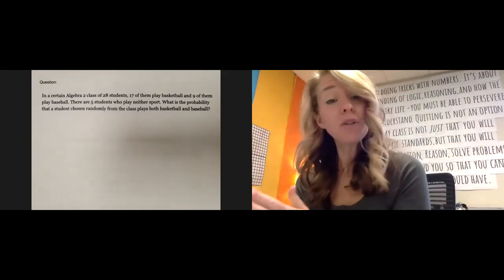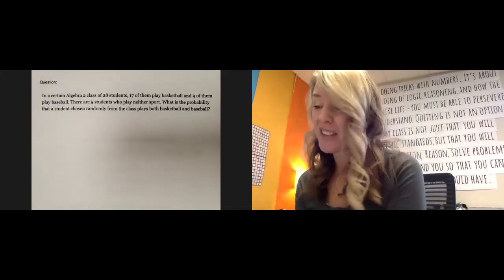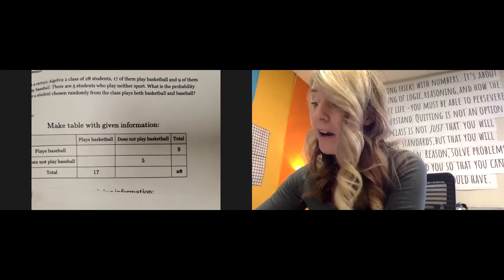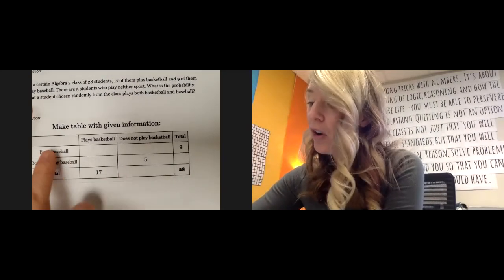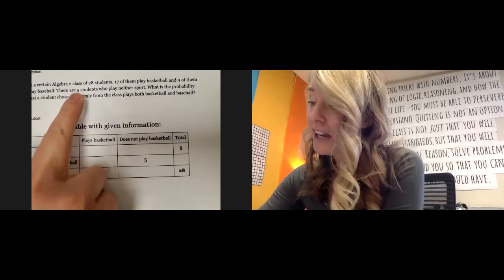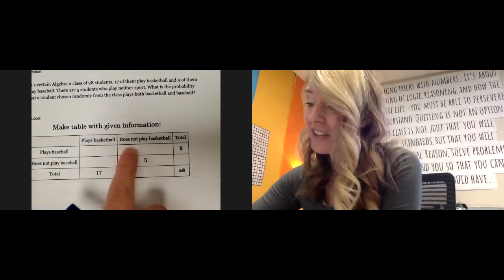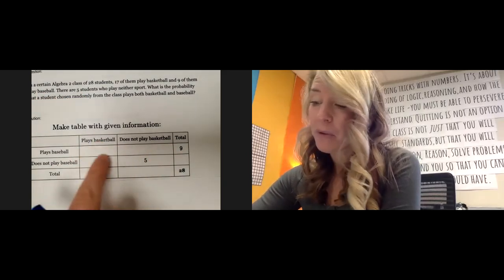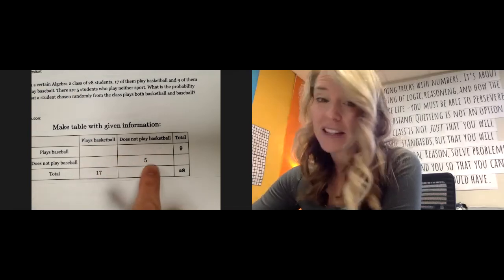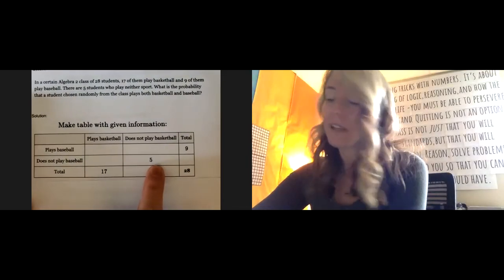Okay, let's do the chart again. Same chart, fill out the same information. We know our total is going to be 28 students in that bottom right. We know that altogether 9 kids are playing baseball. 5 are not playing anything. So we have the overlapping ones, the kids who play both, the ones who just play one or the other, and then these kids who don't play anything.